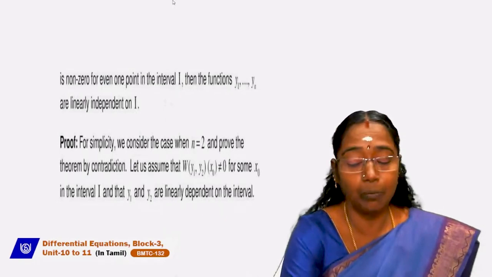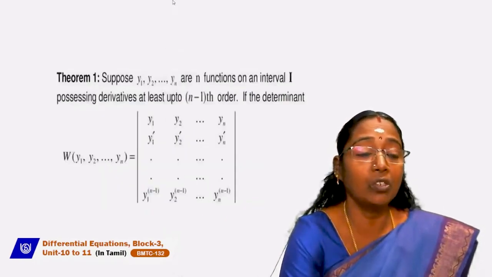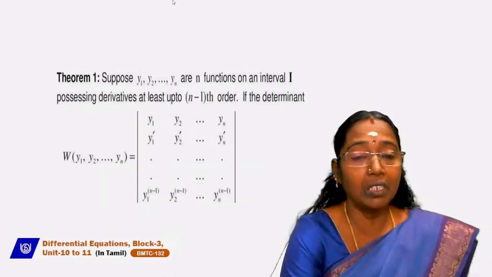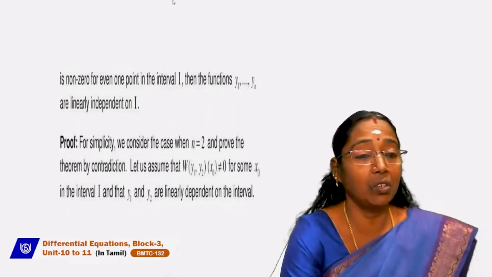This is a very important theorem on linear independence and dependence based on the Wronskian. If the Wronskian is non-zero, then the given functions are linearly independent on I. If the Wronskian is 0, then they are linearly dependent.